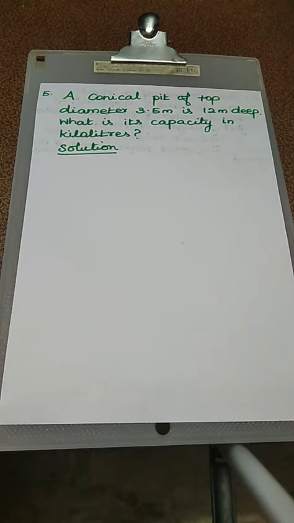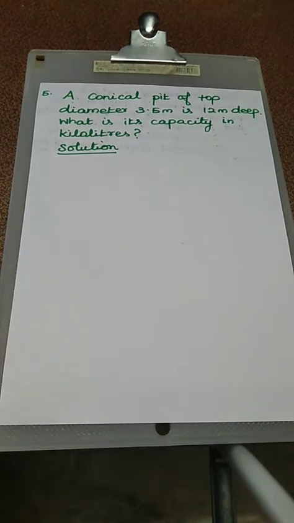What is its capacity in kiloliters? What is given? Diameter of the top of conical pit is 3.5. So what is the radius? That is 3.5 by 2. Then depth of the conical pit is given, that is height. So height is equal to 12 meter. Finally we calculate the capacity of conical pit. Finally we convert the value in kiloliters also.